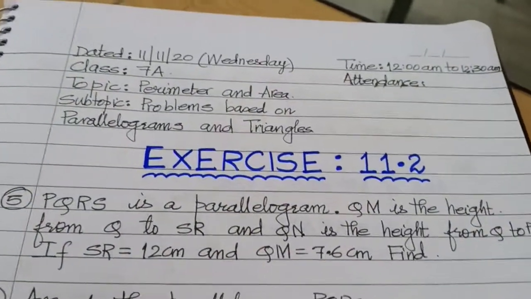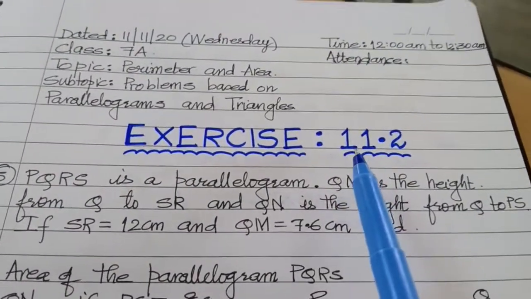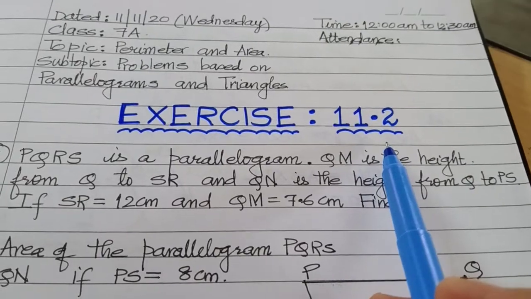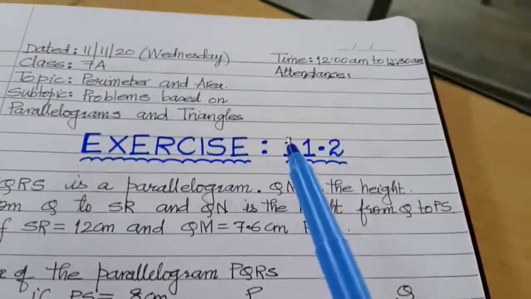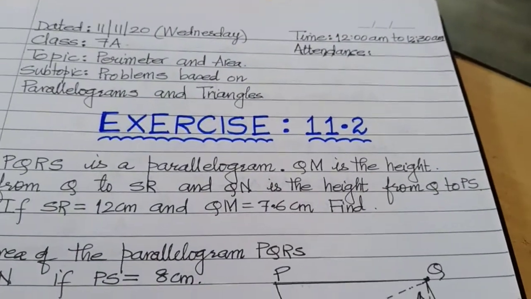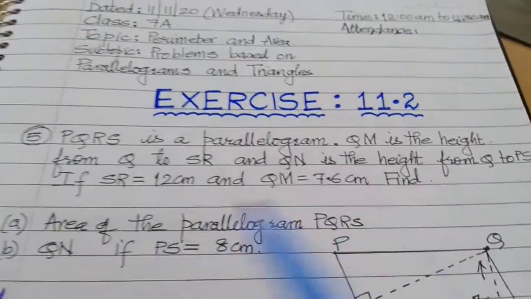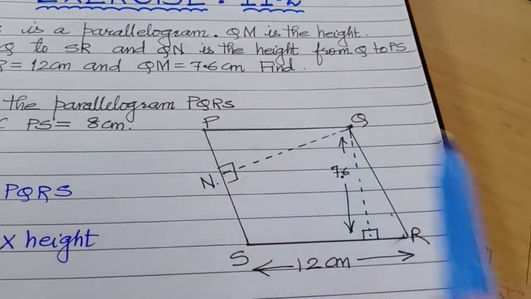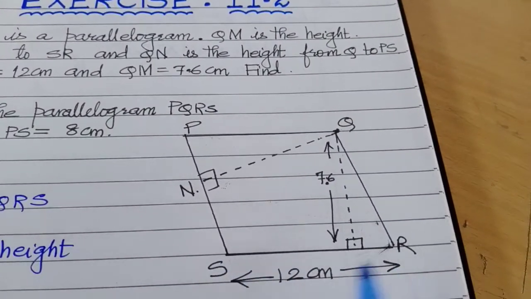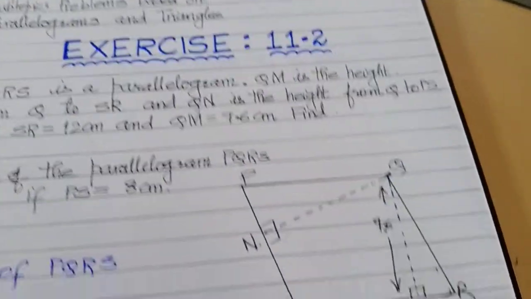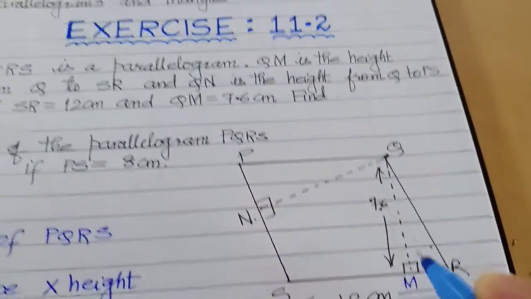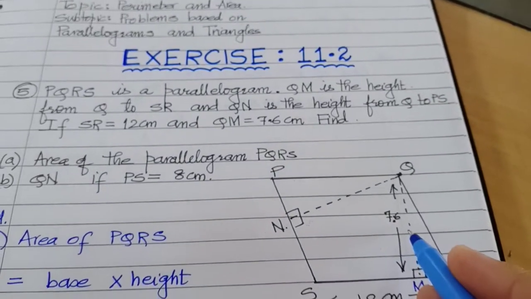Good morning, children. Today we are going to continue further with exercise 12.2, and we know that this exercise is basically based on area of parallelograms and area of triangle. So we were in the fifth question. It's given that this PQRS is a parallelogram with SR equal to 12 centimeter and QM, this is M here, is 7.6 centimeter. Fine.